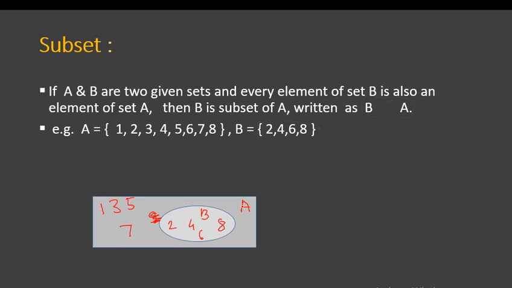So this is how we can represent it, and this rectangle is set A. This rectangular set A contains all the elements 1 to 8, and B is a subset of that set, and it contains 4 elements 2, 4, 6, 8. So this is how we can represent subset by using Venn diagrams.